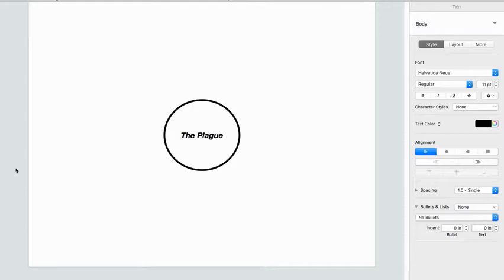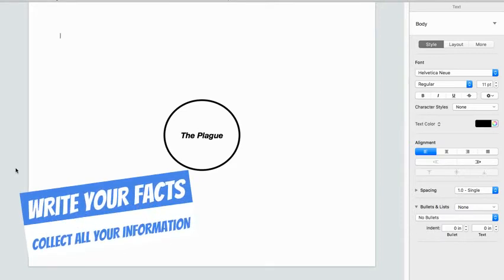So you'll notice that there are 3 circle maps. One is the plague, one is political changes in England, and the other is the Hundred Years' War. Your job is to go through all of your materials and write down any facts that you feel are important in regards to that particular topic.